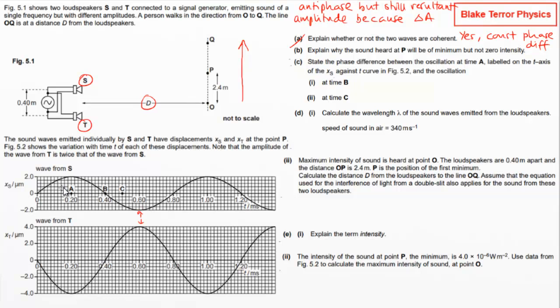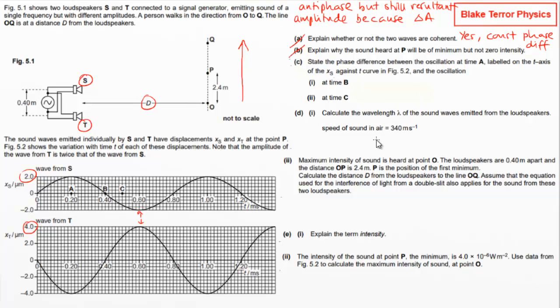Normally when we're doing these things, they give us two identical sources. So by the time we've moved out to P and they're in anti-phase and they've got exactly the same amplitude, then they completely cancel out with each other. Whereas here, we've got a 2 and we've got a 4, so they're not going to completely cancel out. So we're just going to get a minimum, but not zero.